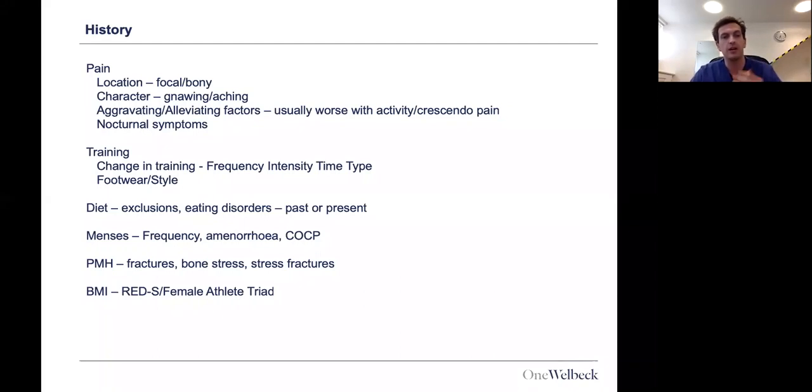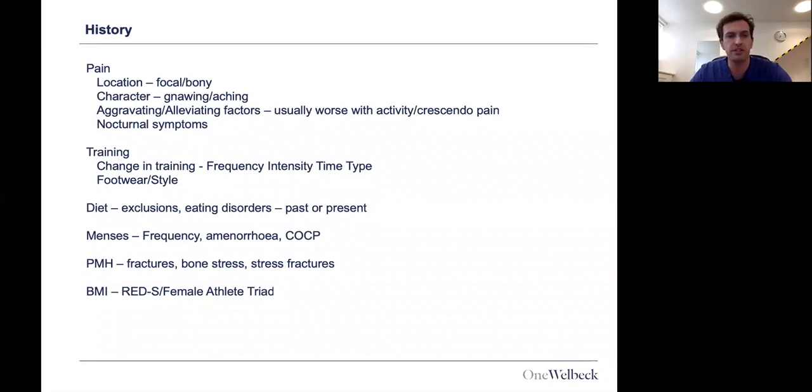And are they on the combined contraceptive pill? Because often you will ask an individual, how are your periods? They'll say absolutely regular, every 28 days, no problems. Next question, are you on any regular medication? Yes, I'm on the combined pill. And of course, the combined pill is going to give you an artificial regularity to your period. So it's important to ask about whether they've had problems before they were on the pill.